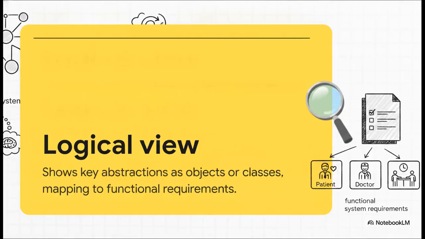First up, we have the logical view. Now, by key abstractions, we basically mean the main conceptual objects or object classes that make up the system. Think of this as the real-world entities the system deals with. For example, if you're building a hospital system, your logical view would show objects like patient, doctor, and consultation. This view is absolutely crucial because it maps directly to your functional system requirements. It essentially shows what the system is logically supposed to do.